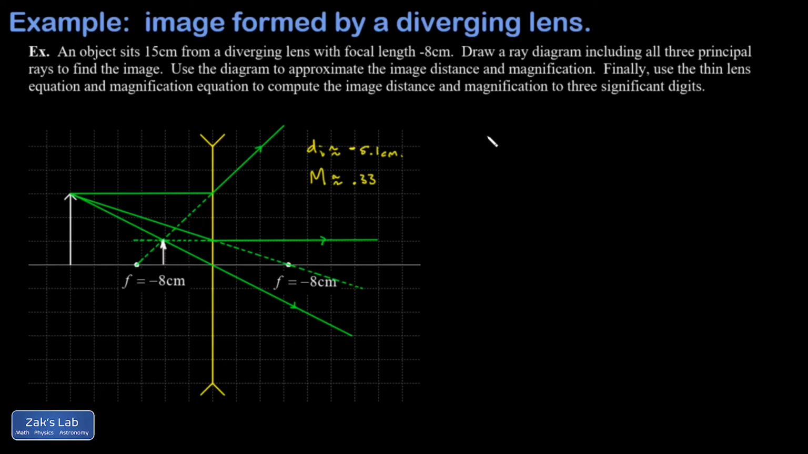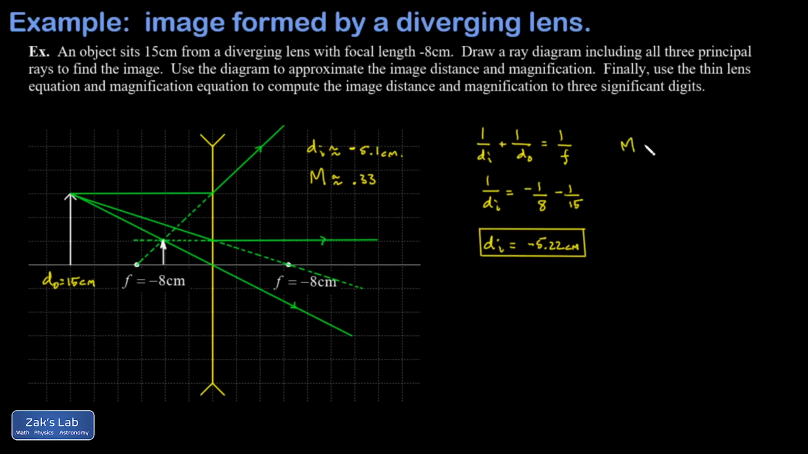Next, I'm going to apply the thin lens equation to get quantitative answers to these questions, and I'm going to solve for 1/di, the image distance, and my focal length was -8, so I have a -1/8 in there, and then minus 1/do, and do was 15 centimeters, so minus 1/15. So I can do this all at once in my calculator, -1/8 minus 1/15, and then 1 divided by that answer. I get -5.22 centimeters for the image distance, so that's pretty close to our approximation.